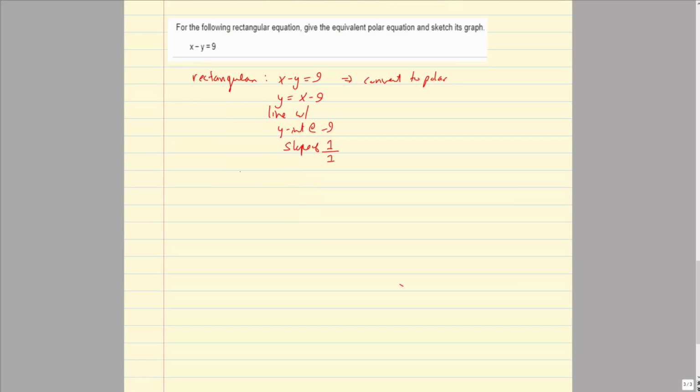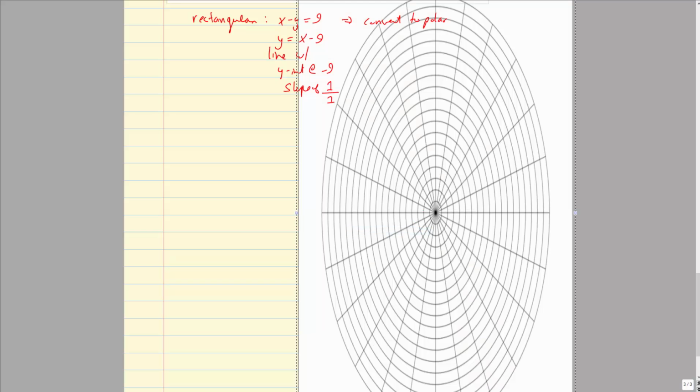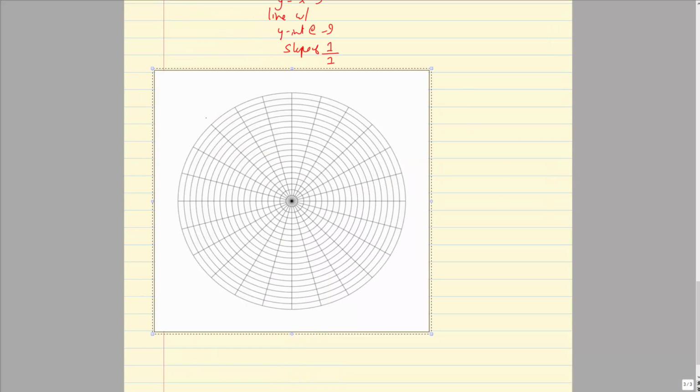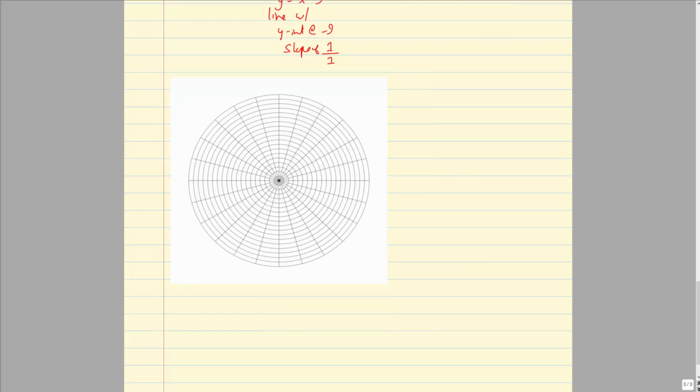What this would look like, and again we're trying to overlay the polar coordinate system onto the rectangular coordinate system so we can see the similarities. We have a y-intercept of -9, so I'm going to bring in this graph that will have at least 9 that we can work with. It's kind of a big one. Now it's kind of hard to see where our x and y axes would be, so I'm going to go ahead and copy over that piece. This would be the x-axis. This would be the y-axis.